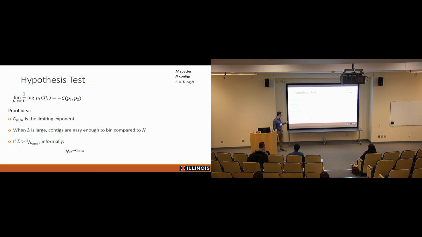So this is roughly our error. It's n contigs, and it's e to the minus C min, because C is the error exponent. So if we put the n up in the exponent, and since log of n is actually equal to L over L bar, we can pull out an L, and we get this 1 over L bar minus C min. And since we need this exponent to be negative, that gives us our result, that L bar must be bigger than 1 over the minimum Chernoff information in order to perfectly bin all contigs.